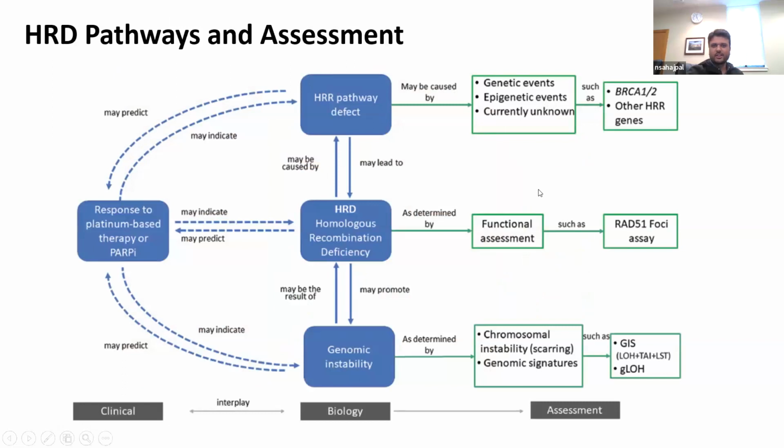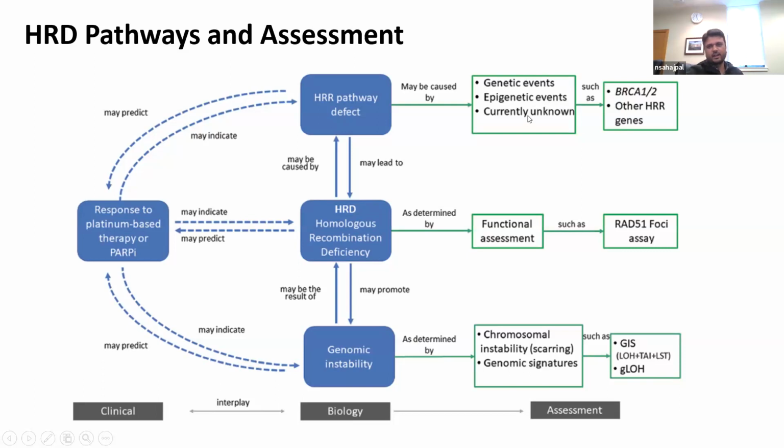Now, it's not that simple. HR deficiency is not just caused by BRCA1/2 mutations; there are other HRR genes, and at least 24 have been recognized where alterations in those genes result in HR deficiency. And it's not just sequence or copy number changes, but there are epigenetic events that might result in deficiency.